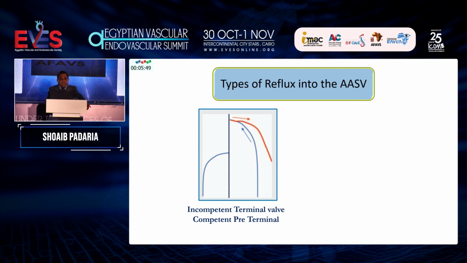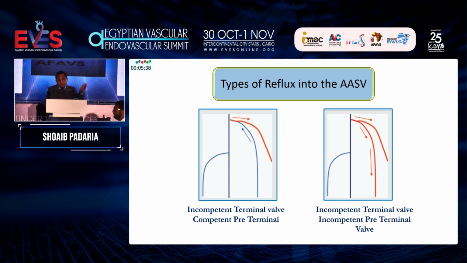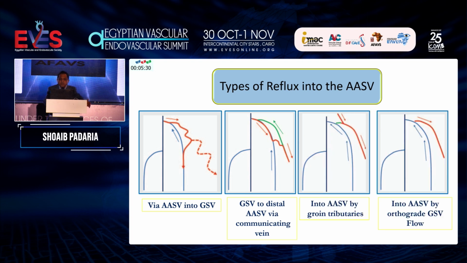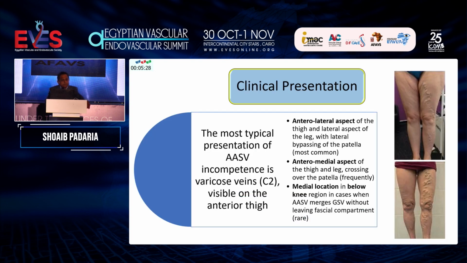Now, there are different types of reflux into the AASV. You could have an incompetent terminal valve and a competent pre-terminal valve, so the reflux will only be into the AASV and not into the GSV. You could have an incompetent terminal and pre-terminal valve in which you could have reflux both into the AASV and the GSV. And there are various other types of reflux into the AASV, as you can see here.